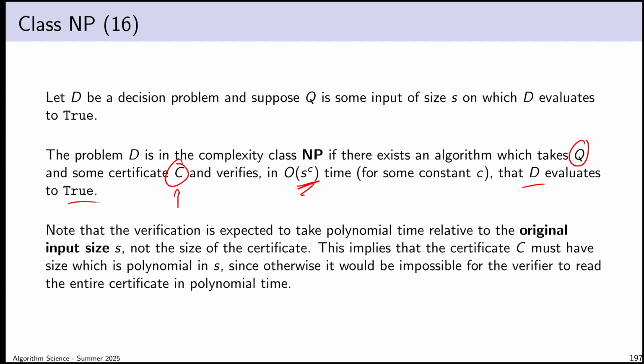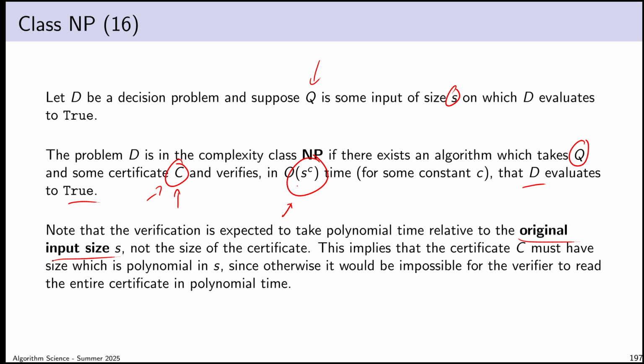Now, notice that I said the input Q has size S, and the verification has to take polynomial time in S. That's a requirement. And because the verification is expected to take polynomial time in the original input size S, that means that the certificate itself has to have polynomial size. If a certificate had exponential size, you wouldn't be able to even read the whole certificate in polynomial time. So the definition actually requires that the certificate itself also has polynomial size in terms of the original input size. That's a big deal.